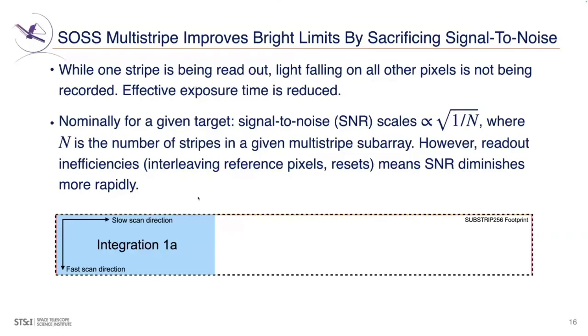That sounds great, but there is a trade-off, and that trade-off is signal to noise. For a given target, your signal to noise is going to scale proportionally to the square root of 1 over the number of stripes. And the way you can conceptualize that is, right, when we're reading out integration 1A here, we're not reading out any of the rest of the detector. For a normal subarray readout, we'd be reading out the whole detector at once, so we're always getting counts from these other regions.